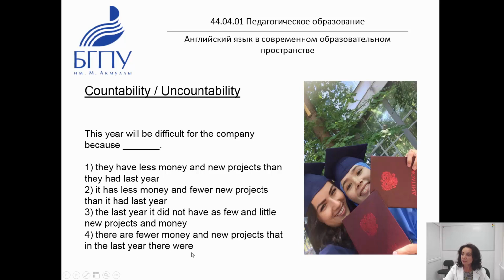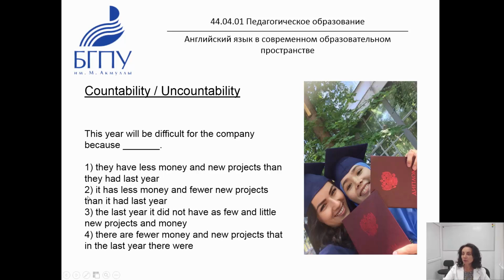You should concentrate on the words like fewer and less. Let us consider the words like money and projects. In the first place, money is an uncountable noun, which is used with the adjectives little, less, the least. And projects, on the other hand, is a countable noun, which is used with words like few and many. That's why point 1 is incorrect, since the word less is related to both components, both money and new projects.